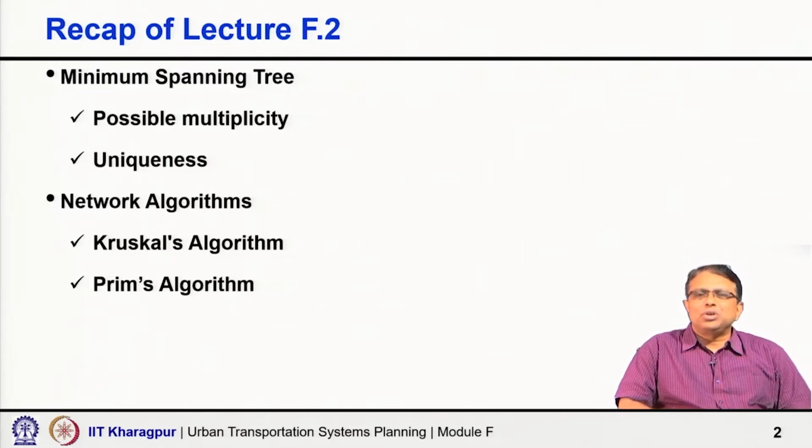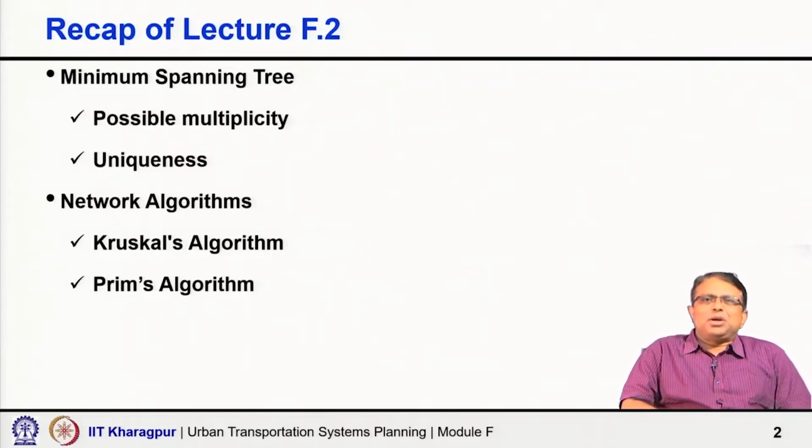In that context, I told you about the minimum spanning tree, and discussed the two properties, possible multiplicity, and also the uniqueness when every link cost is distinctly different. And then we also discussed two algorithms, Kruskal's algorithm and Prim's algorithm, which may be used to obtain the minimum spanning tree. With examples, we explained step by step how we finally find the minimum spanning tree.